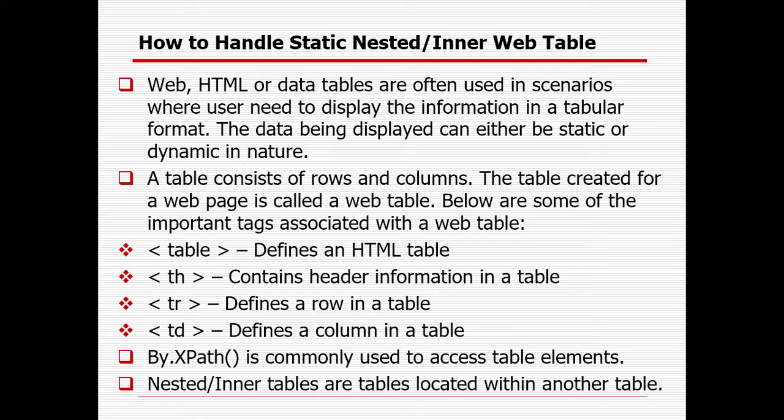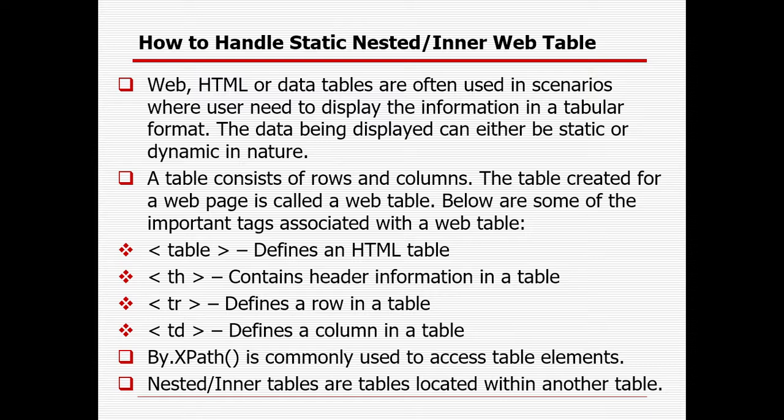Web, HTML or data tables are often used in scenarios where the user needs to display information in a tabular format. The data being displayed can be either static or dynamic in nature. Static means the number of columns, rows and size will be constant, whereas dynamic means it can increase or decrease at any point of time. A table consists of rows and columns. A table created for a web page is called a web table.